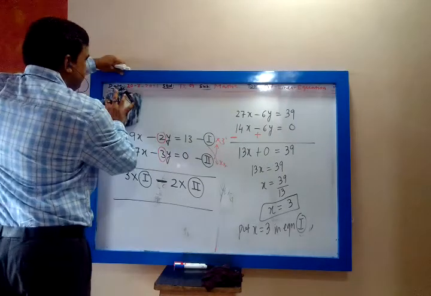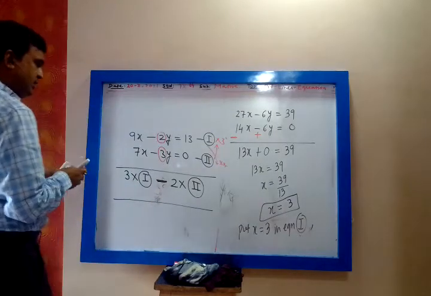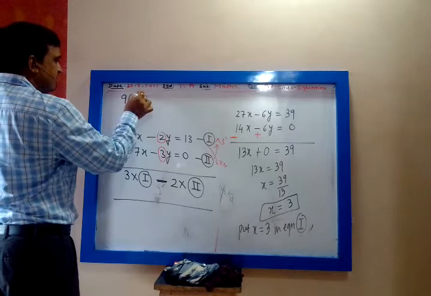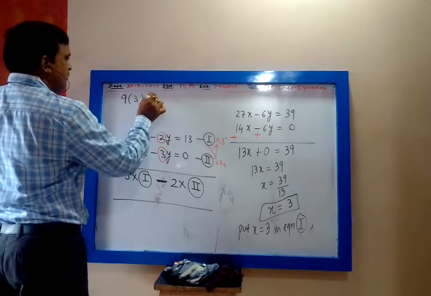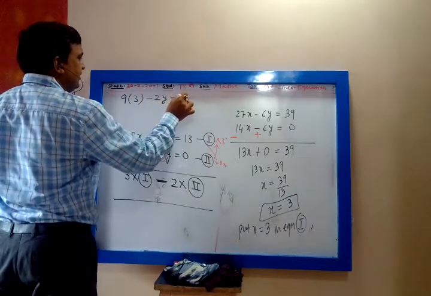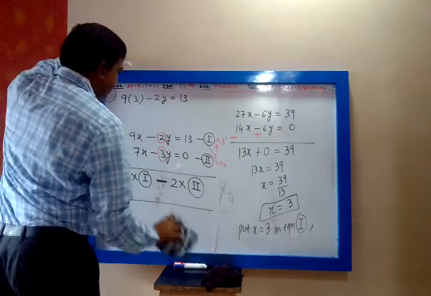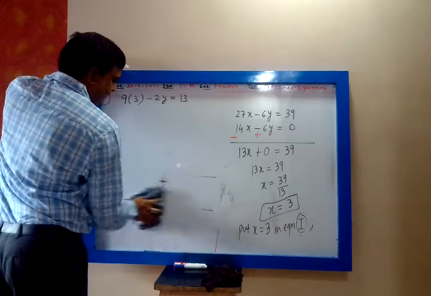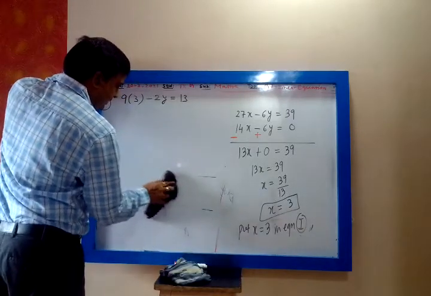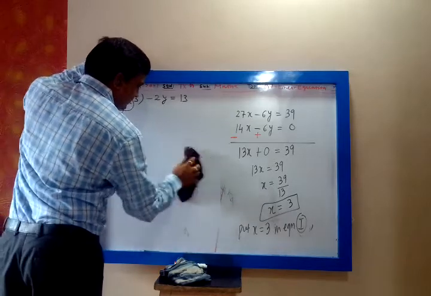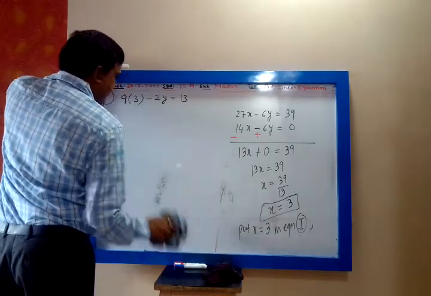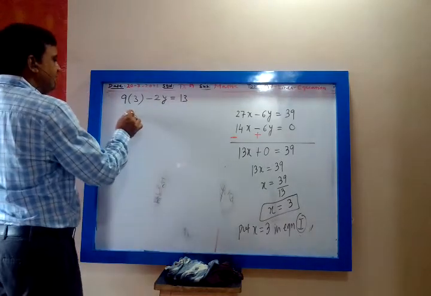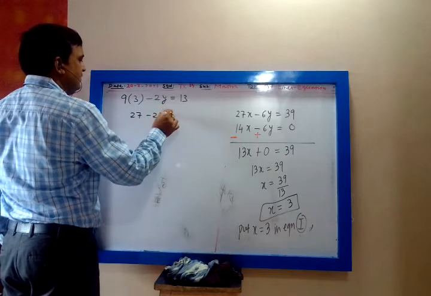So equation 1, so 9x, 9 into x, 3. 9 into 3 minus 2y is equal to 13. Simplify this. 9 into x, x is 3. So you will get 9 3s are 27 minus 2y is equal to 13.